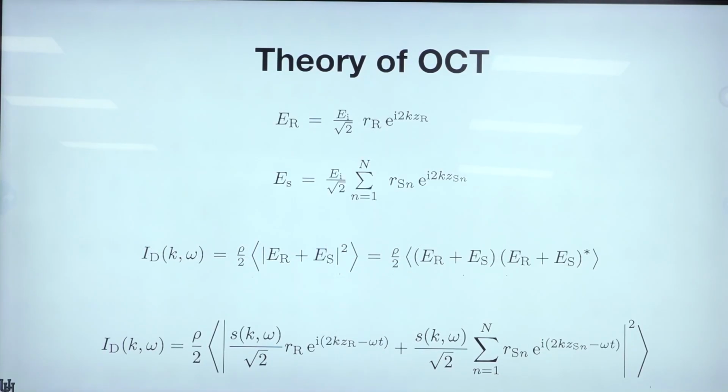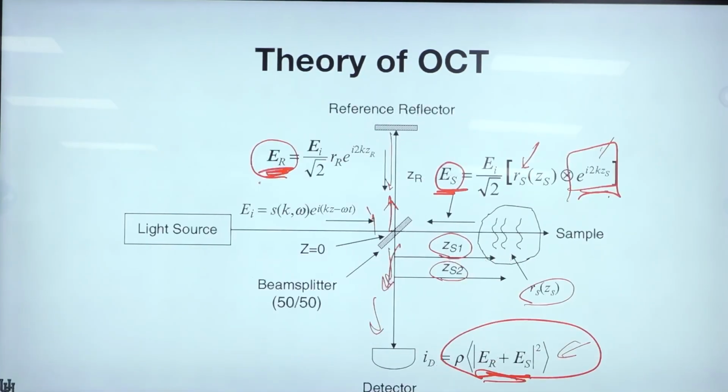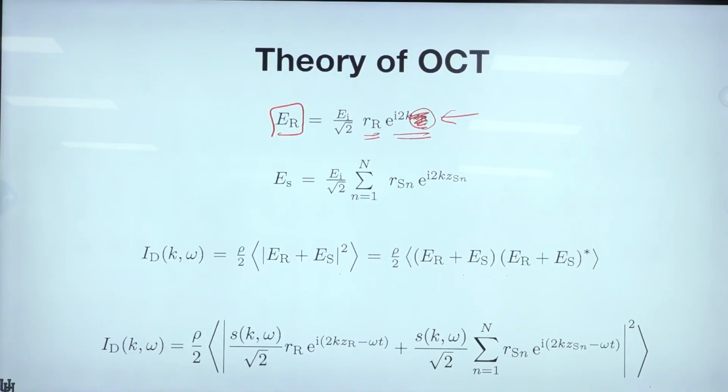This looks a little bit complicated, but let me walk you through it. ER, the field from the reference, depends on the reflectivity of the mirror times some phase which is proportional to ZR, the reference mirror distance. So what is the distance that the light travels from the beam splitter to the mirror? That distance is given by this ZR over here. So that is the first term.